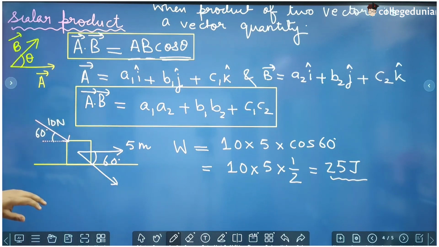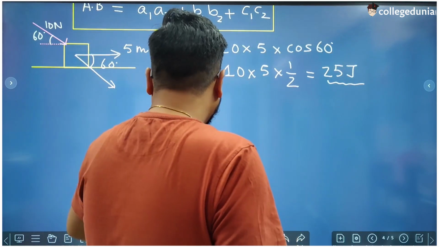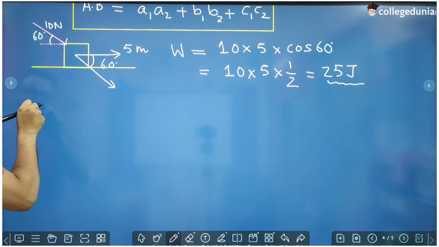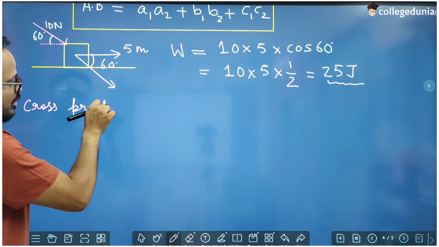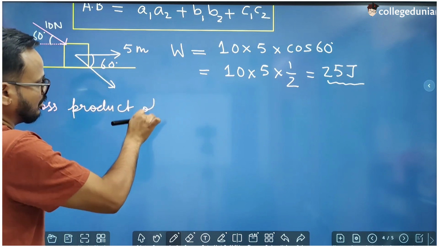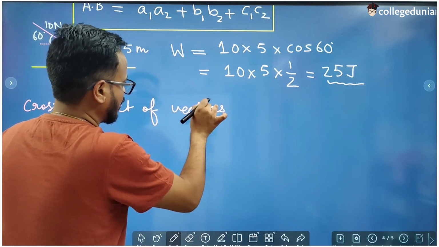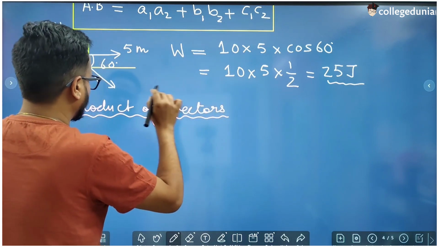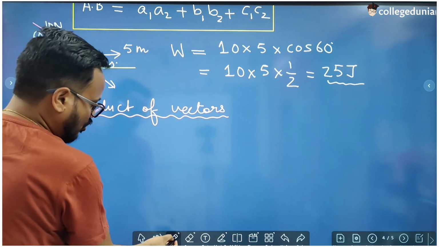So this is how we can use the concept of dot product of vectors, right? Now we are going to discuss the cross product of vectors. Cross product of vectors. So what is cross product?